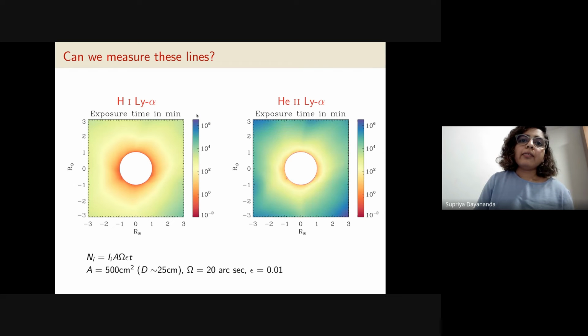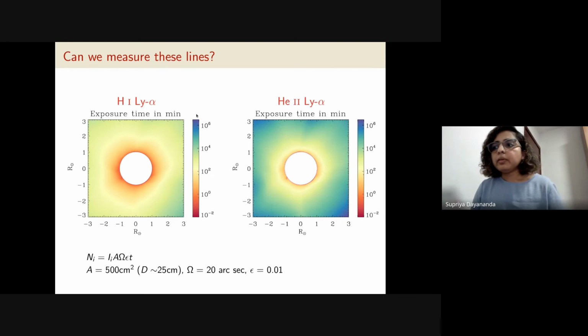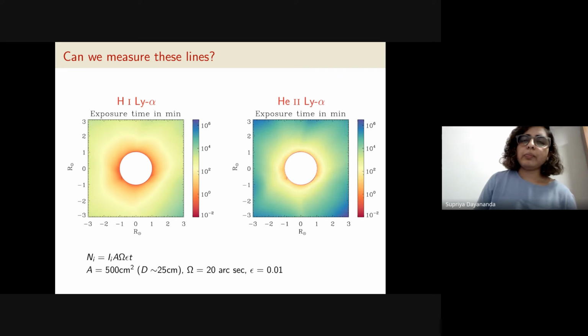Say you have a telescope with 25 centimeter and with 20 arcsecond resolution and 1% instrumentation efficiency, and you want to detect of like 10⁻⁷ photons, then what are the kind of exposure times you would need? So that is what we calculated here for both these lines.